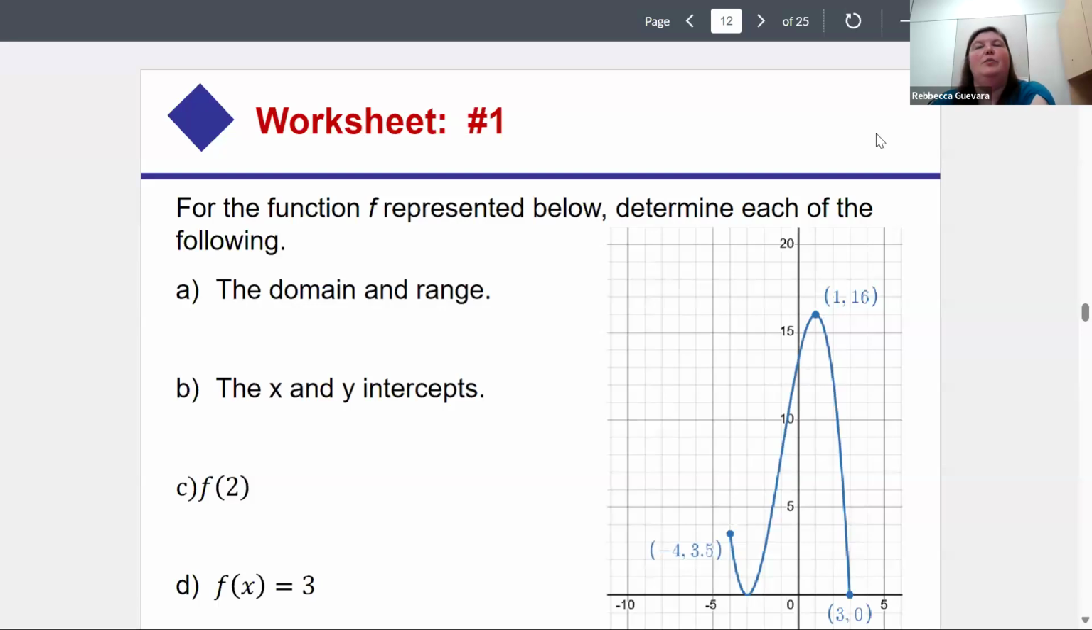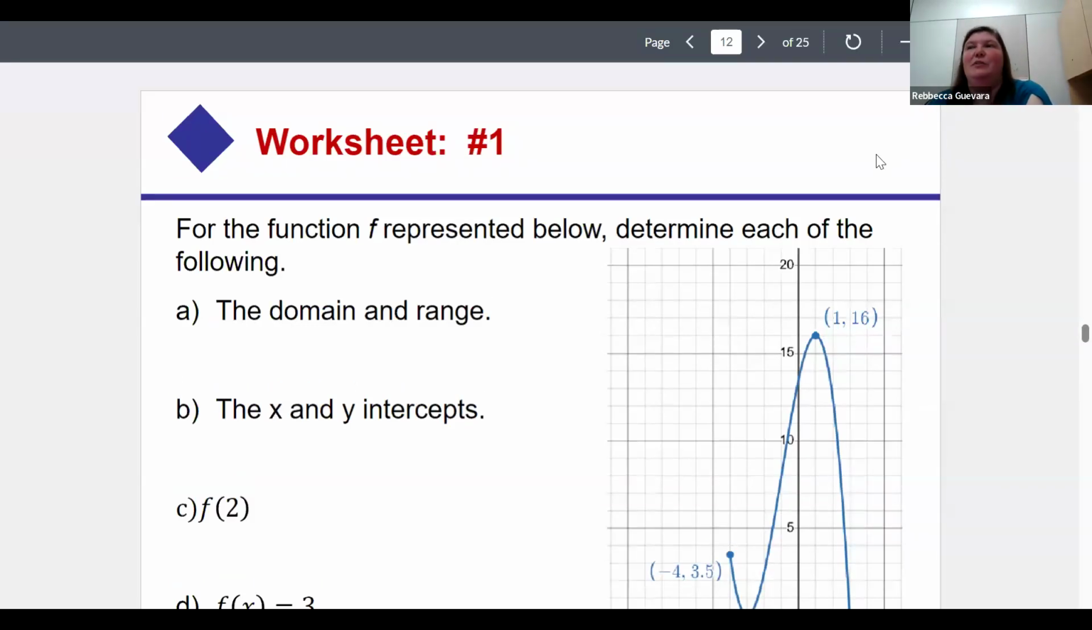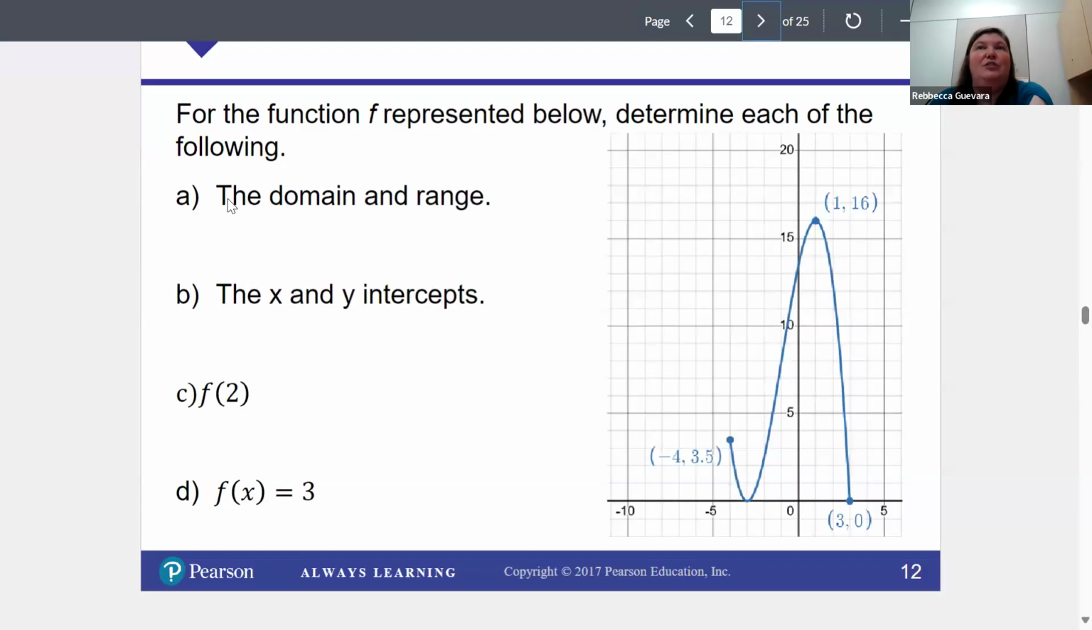All right, so this is where we get to our first worksheet problem. Take a little bit of time. We have this function over here, and everything's a closed point. We want to figure out the domain and range and the x and y intercepts. Just to recall what we had been doing before, see if you can find those x and y intercepts. Then tell me what is f of 2, and then find x for f of x equal to 3.